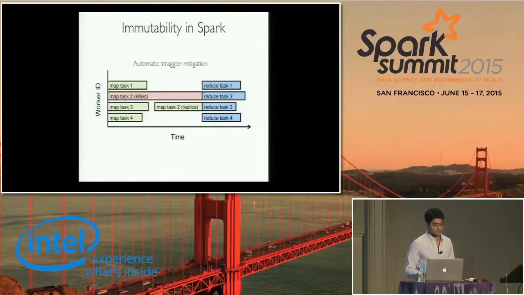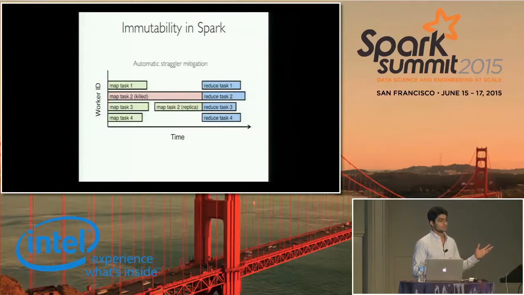And also, some machines might have these transient slowdowns from multi-tenancy or garbage collection pauses. And so straggler mitigation can optionally launch these speculative duplicate copies of slow tasks and use the output of the task that finishes first. So here, for example, map task 2 is slow, and then Spark, after some timeout, will speculatively launch a duplicate copy of it.